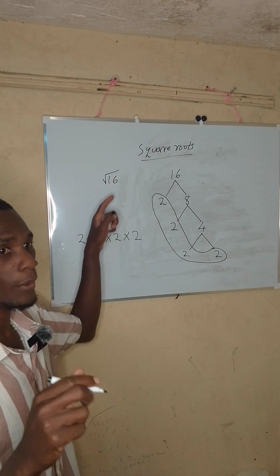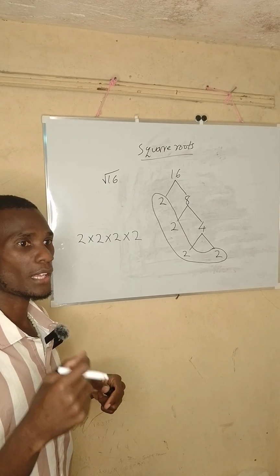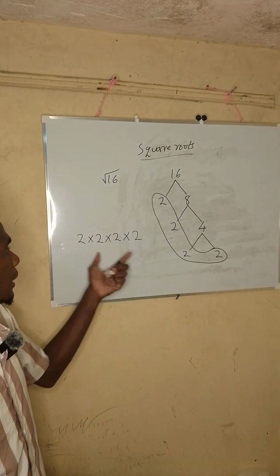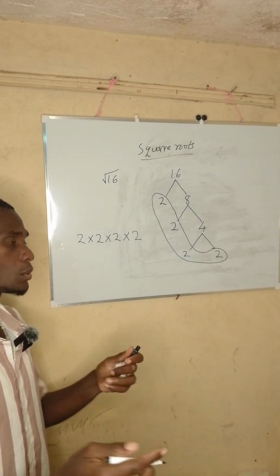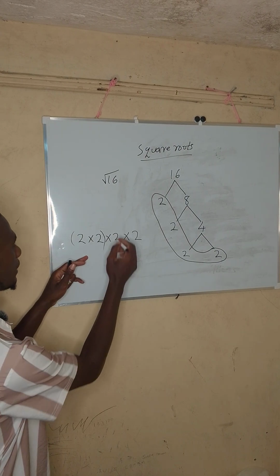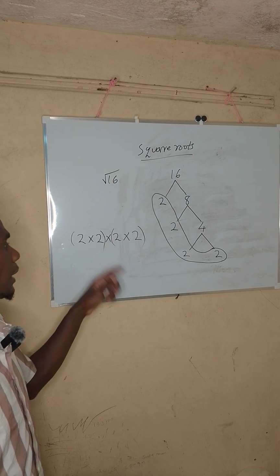But that is not our interest. We want the number that was squared or that was multiplied by itself to get 16. So once you reach here, we pair these numbers, pair them into 2, 2, 2. So we will have the first 2, you pair them. The second one also, you pair. So we have 2 pairs here.